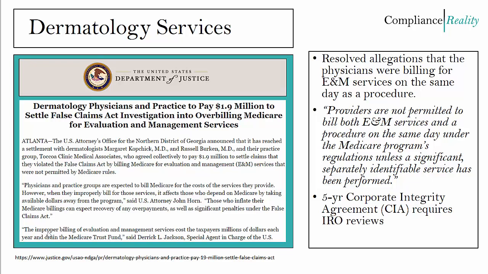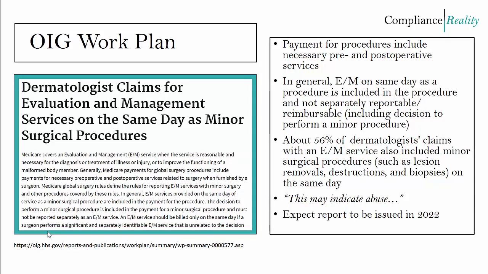This entity, as you can see on the slide, entered into a 5-year corporate integrity agreement, which requires IRO reviews. Again, those are independent review organizations that the practice has to hire to do reviews. Now, the reason I'm sharing this settlement with you is because the OIG has put this on their work plan. Specifically, Modifier 25, dermatologist claims for evaluation and management services on the same day as minor surgical procedures. So this is something they've announced to put on their work plan. The expected finished report is to be issued sometime in the year 2022.